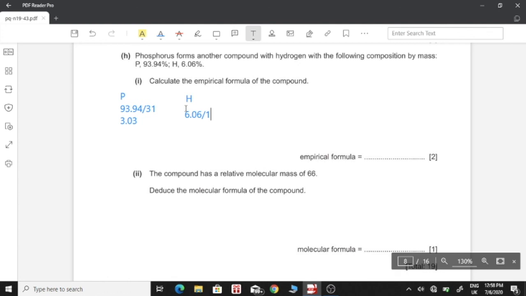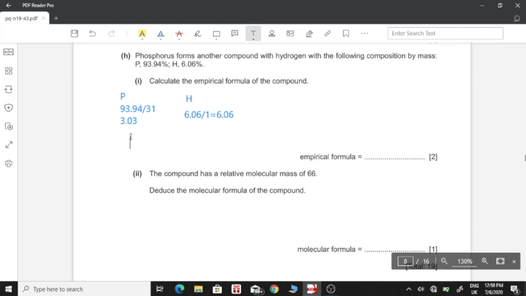Now we're supposed to be calculating the ratio of both of these moles, 3.03 and 6.06, which means we're supposed to divide both of these values by the least value. So dividing both of these by 3.03 gives us 1:2. This is the ratio of phosphorus to hydrogen atoms, which means we have the formula PH2, with a small 2 at the bottom. That's it. That's the empirical formula.